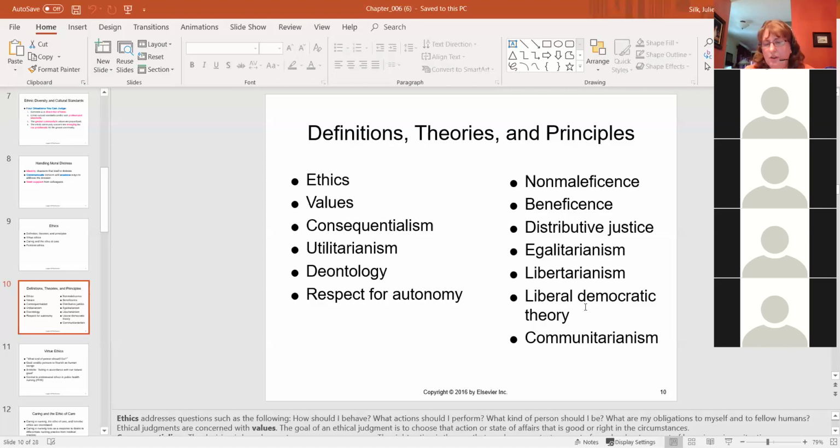And then I'm just going to give you one more definition. The very bottom one, communitarianism. This one means individual rights must be balanced with social responsibilities. Individuals do not live in isolation, but are shaped by values and culture of their communities. So one more time. Individual rights must be balanced with social responsibilities. Individuals do not live in isolation, but are shaped by the values and culture of their communities.